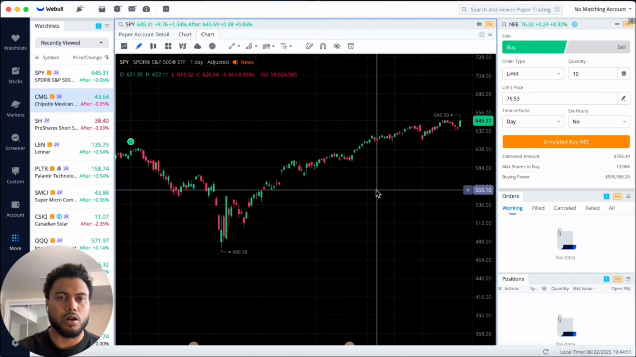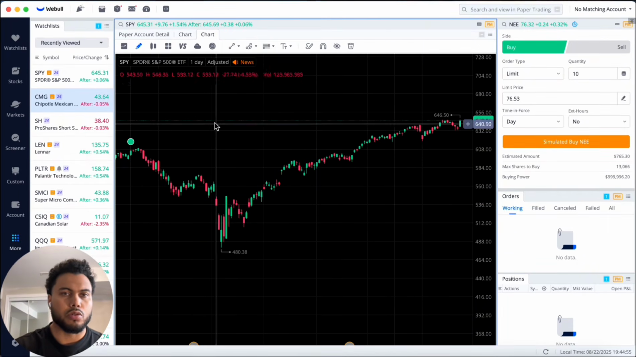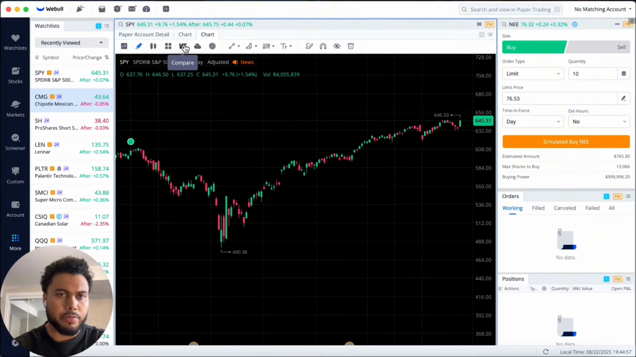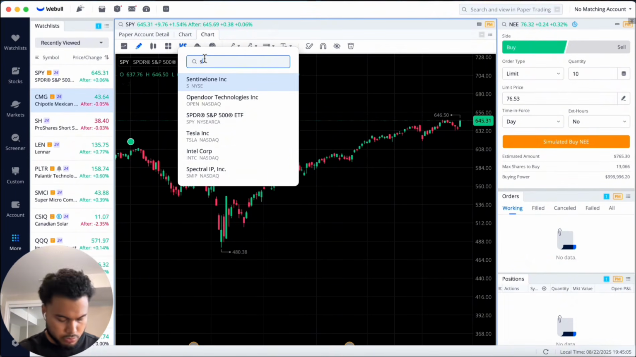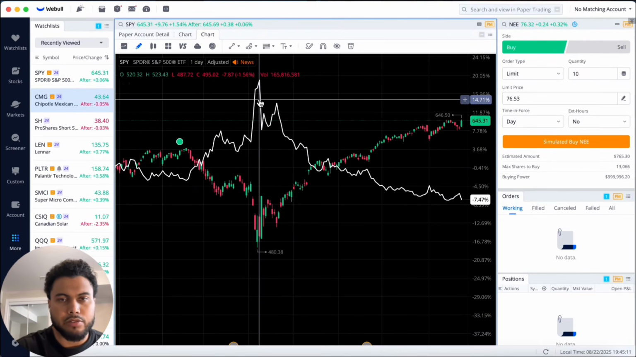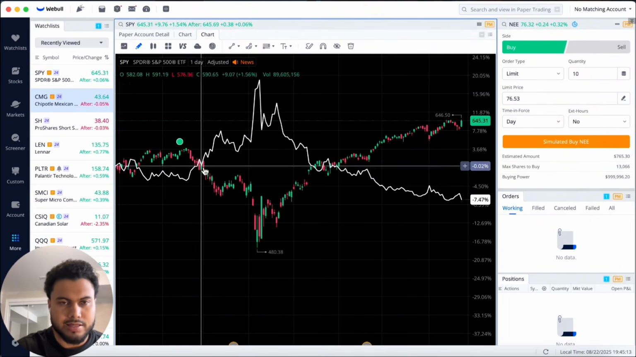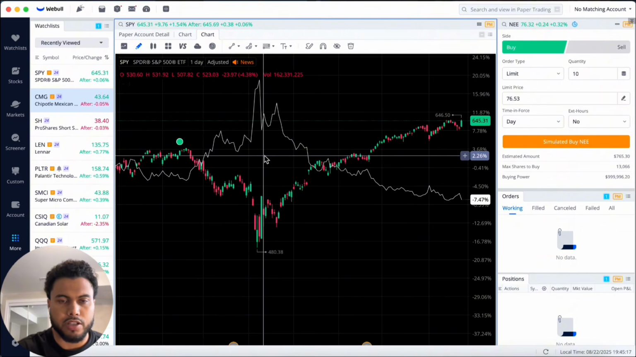So this is a normal daily chart of SPY. What I'm gonna do here is compare it with its inverse ETF. Let me get my notes. This is its inverse ETF, SH. So the white line here is the inverse ETF of SPY. This is the SPY, the candles, and the white line chart is the inverse ETF of SPY.